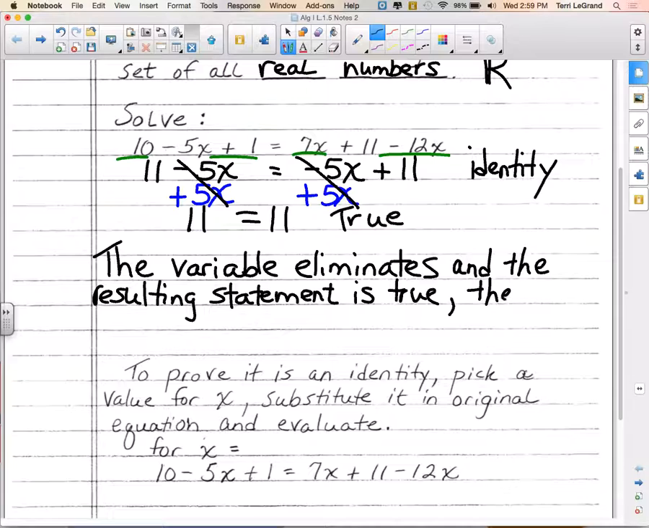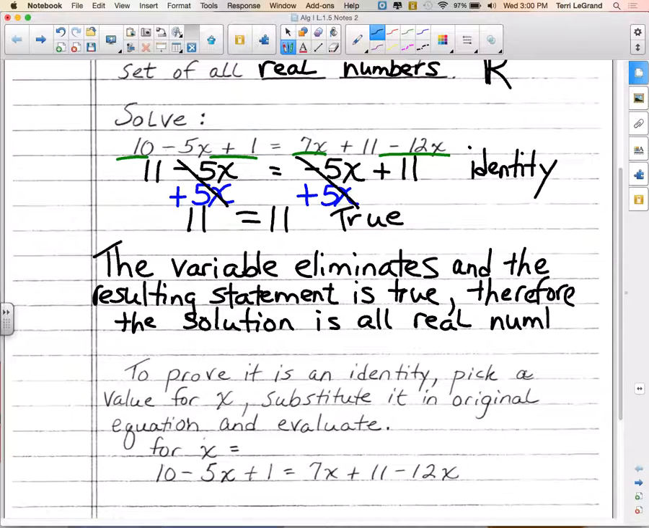Therefore, now, in your homework you don't have to write this out every time, but it's nice to have notes that say, how did we decide that this is going to be the solution? Because when we were solving it, the variable eliminated, the resulting statement is true, therefore the solution is all real numbers. Instead of being able to say x equals some certain value, the solution is all real numbers.